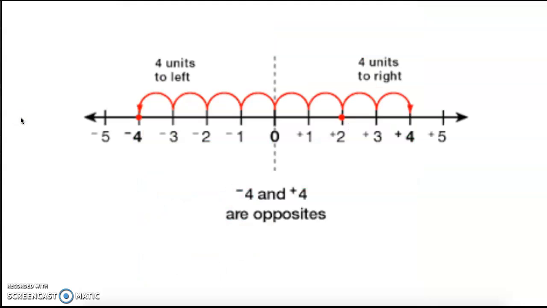So opposite numbers, an example would be -4 and +4 are opposites. The reason is if we look at the number line, we start at 0. If we go 4 jumps to the left, we're at -4. If we go back to 0, and this time we go the opposite direction, and we go 4 jumps to the right, now we are at +4. Okay, that's what an opposite means.